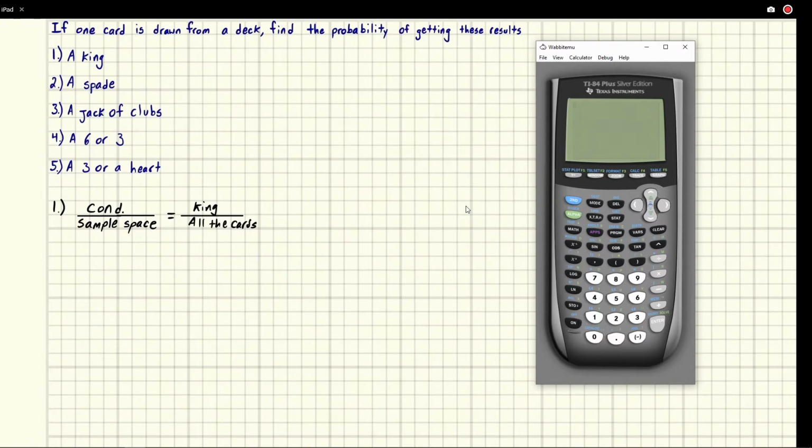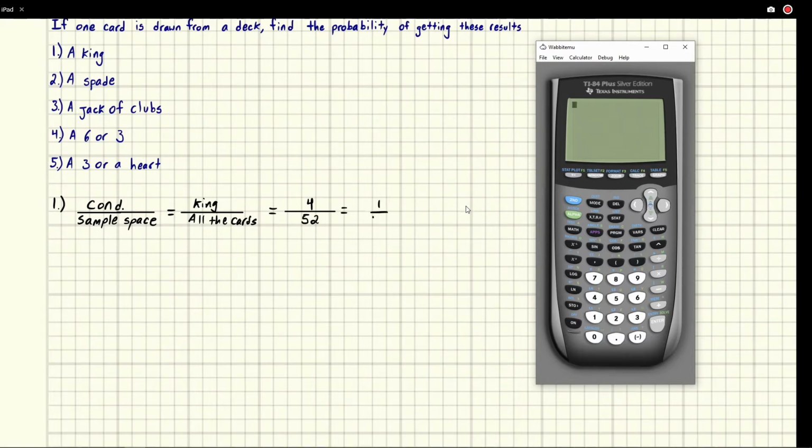So we just need to find out, how many kings are there? And we know there's 4 kings, and we know there are 52 cards. So it's 4 over 52, and this actually reduces to 1 over 13.